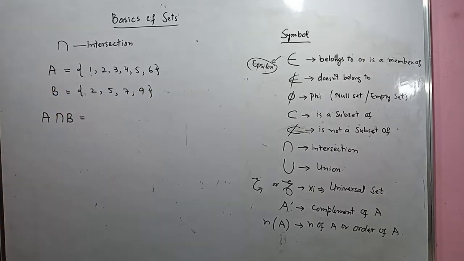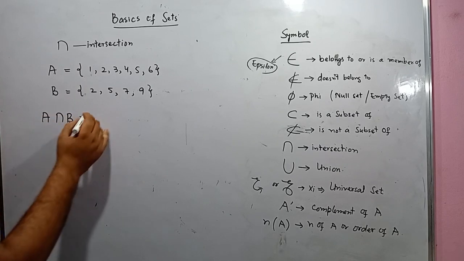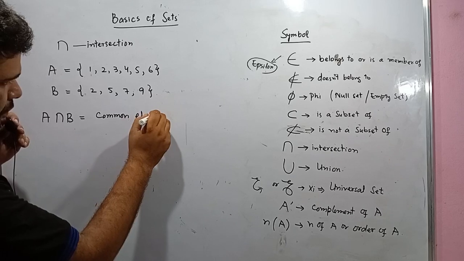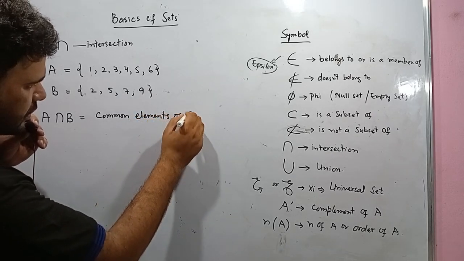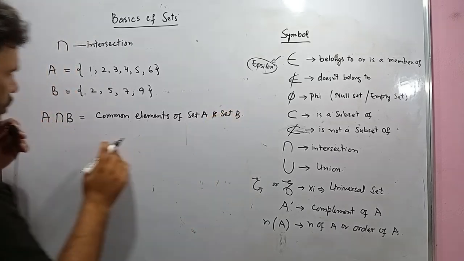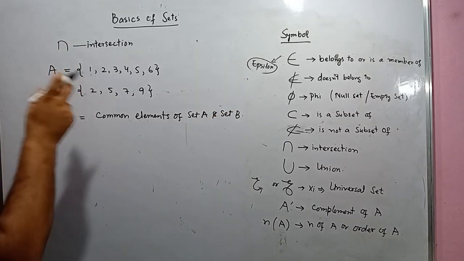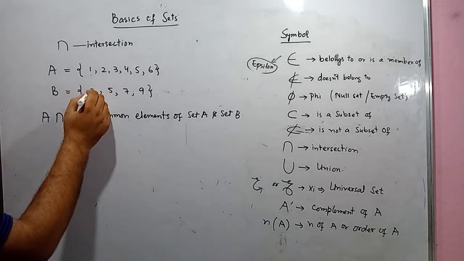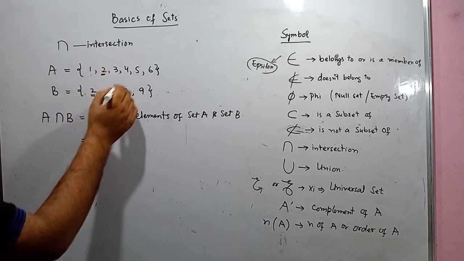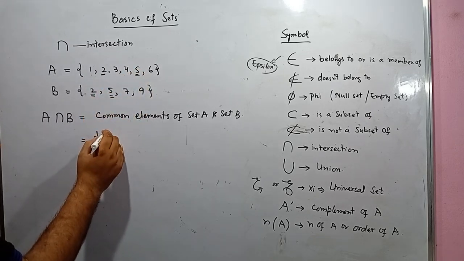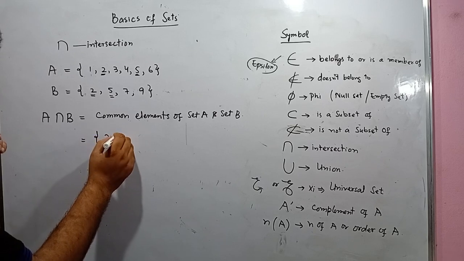What is that? A intersection B means the common elements of set A and set B. That is, those elements which are present in both the sets A and B. You can see what that is. 2 is present here, and 2 is present here. Here is 5, here is 5. So I can write here it is 2 and 5.